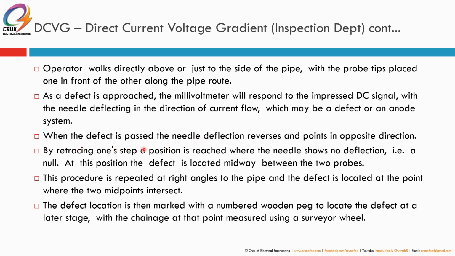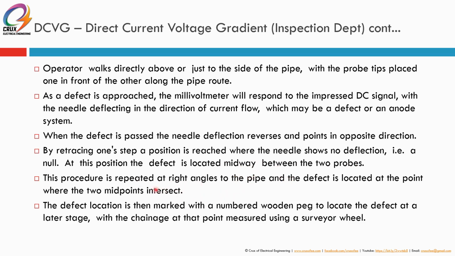So when the defect is passed, that needle deflection reverses and points in the opposite direction. So it means that you've already passed the defect location. So you know that the location where it changes from the positive going to the opposite direction, that's the location of the defect lah. So where the needle shows no deflection, the defect is located midway between these two probes lah. So that will be the location of your defects.